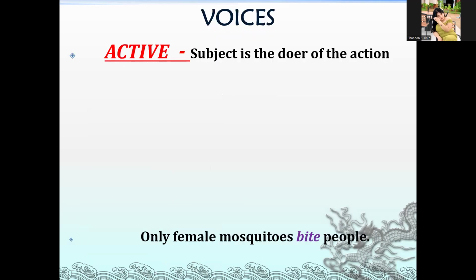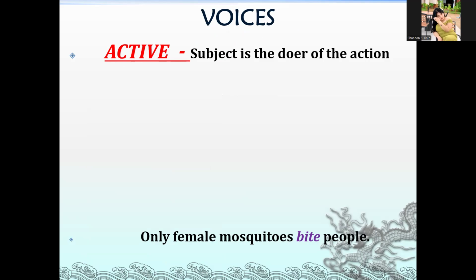So when it comes to voices, we also have what you call an active voice, meaning the subject is the doer of the action. All right, so the given example is only female mosquitoes bite people.